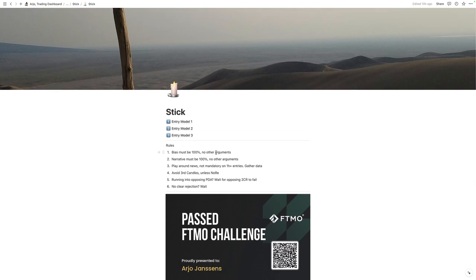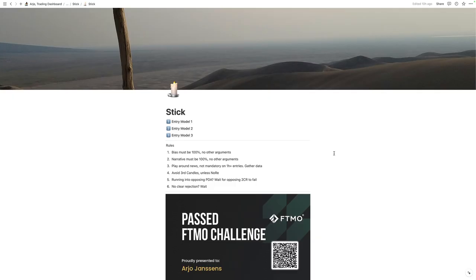The first rule: bias must be absolutely 100%, no other arguments. This trading plan is a filtering process trading plan. So remember the two foundations: we either have a filtering process trading plan or we have a flow trading plan. This one is a filtering process trading plan. The bias for the stick trading plan must absolutely be 100%. There can't be any other argument. So I must be 100% bullish to even look at the entry model.